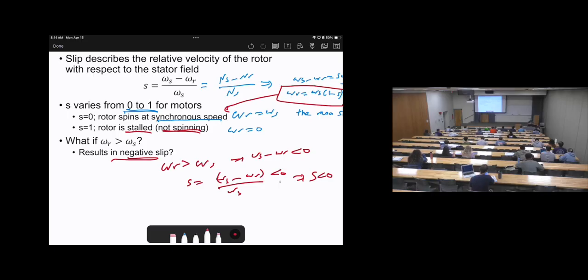Okay, what does this mean? This means it is no longer a motor, it will be in generator mode. Okay, why? What's the point? The point is the maximum speed is the synchronous speed. The motor is not capable of running faster than that speed. If for some reason it reaches that speed, then it will work as a generator.